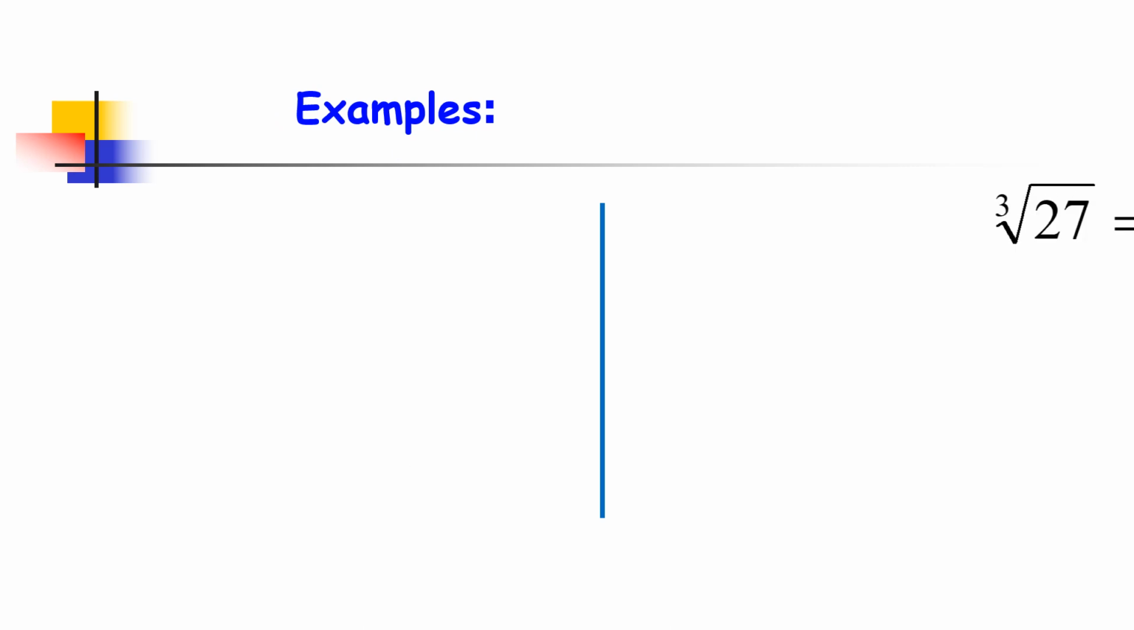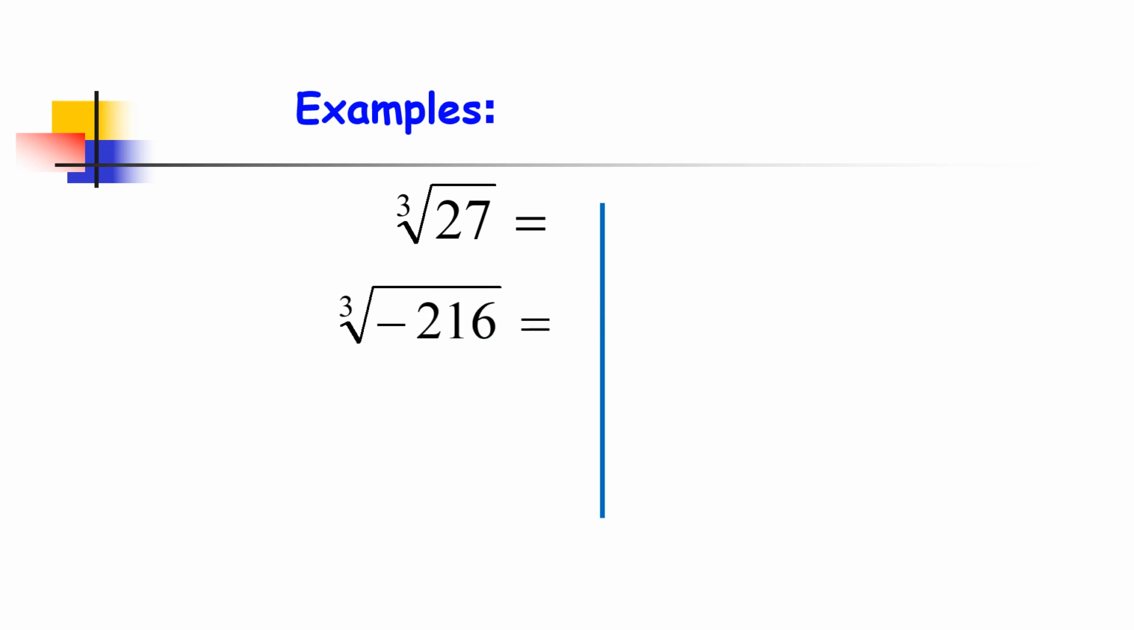So let us have other examples. Let us determine the cube root of 27, the cube root of negative 216, and the cube root of 64 over 125. So what do you think is the cube root of 27? Or what is that number that when you multiply by itself 3 times, it is equal to 27? Correct, it is equal to 3.